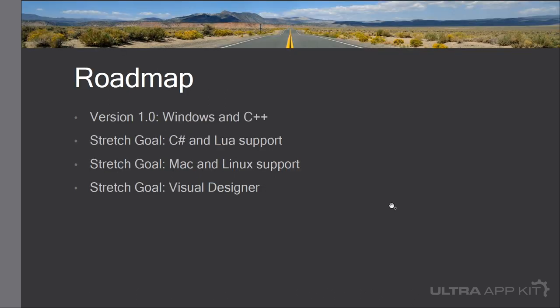So this campaign is asking for a modest amount, and this is just to get the Windows version out with C++ support. And we have three stretch goals. They don't have to be in this order. I'm just going to listen to what the backers say. But the three stretch goals are: one is for C# and Lua programming support. Another is for Mac and Linux support. If you want, we can get that out immediately.